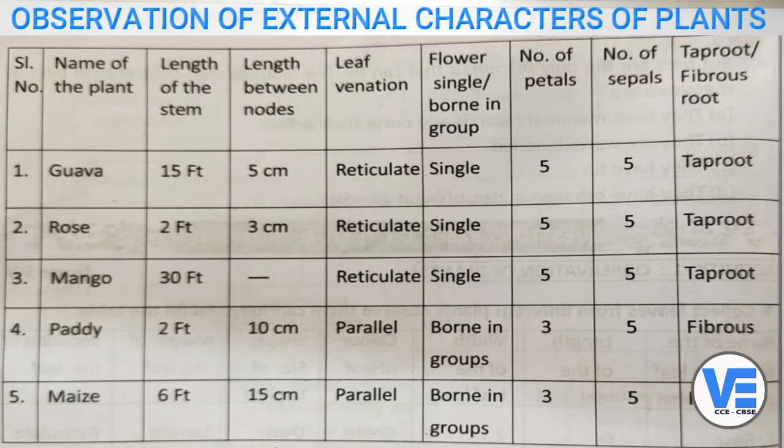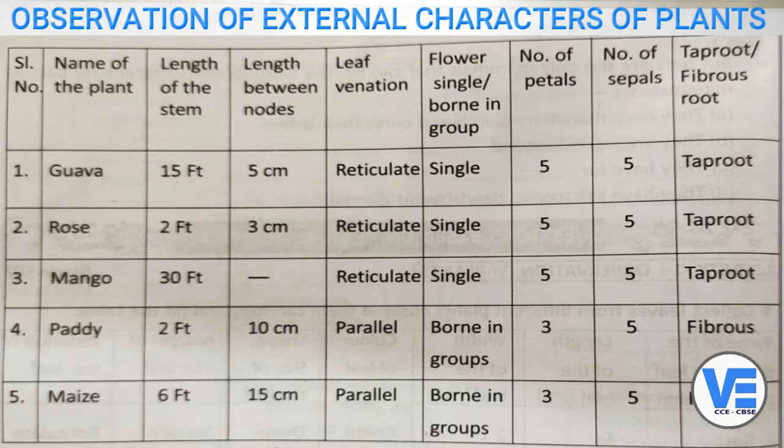And the second one is the length between the nodes, right? 5 centimeters, 3 centimeters, 10 centimeters, and 15 centimeters, right? Here you can observe that even the length between the nodes differs. It's about 5, 3, 10, 15, isn't it? So the internodal distance, or the length between the 2 nodes, also completely varies, right?